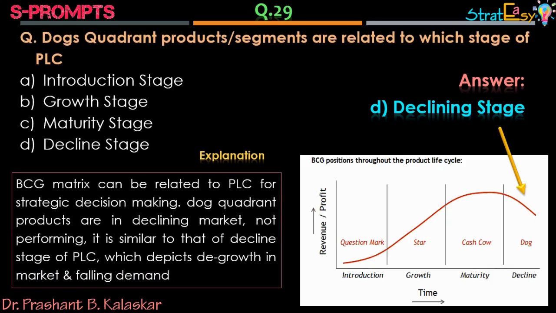So BCG matrix can be related to product life cycle for strategic decision making. Dog quadrant products are in a declining market, not performing. It is similar to the declining stage of product life cycle or industry life cycle, which depicts degrowth in the market and falling demand from the customers.